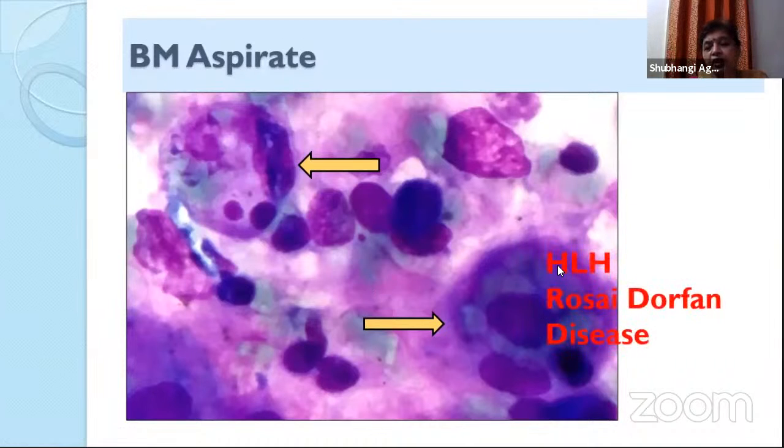So the differential diagnosis on cytology, bone marrow aspirate, is HLH or Rosai-Dorfman disease. But in Rosai-Dorfman disease, we get phagocytosis of the lymphocytes only. Phagocytosis of erythroid cells or RBCs is absent in Rosai-Dorfman disease. So we would like to favor HLH. Of course, we will see further how to confirm HLH in this case.